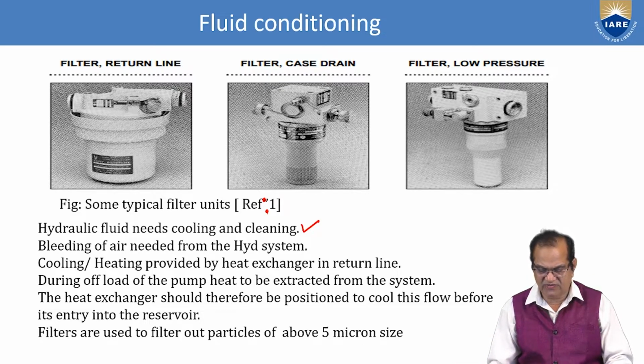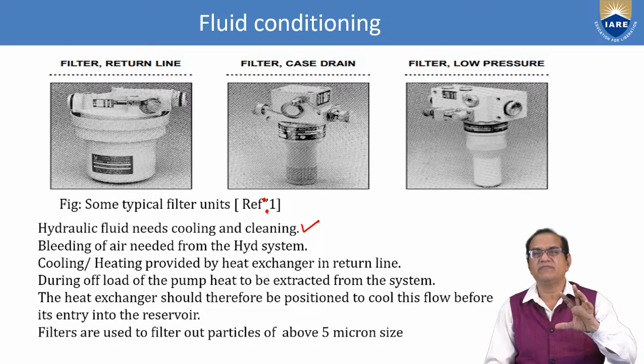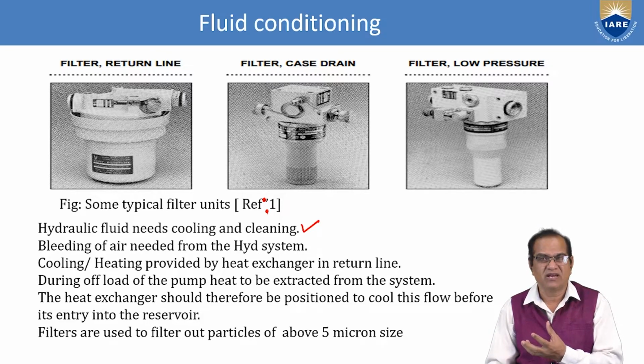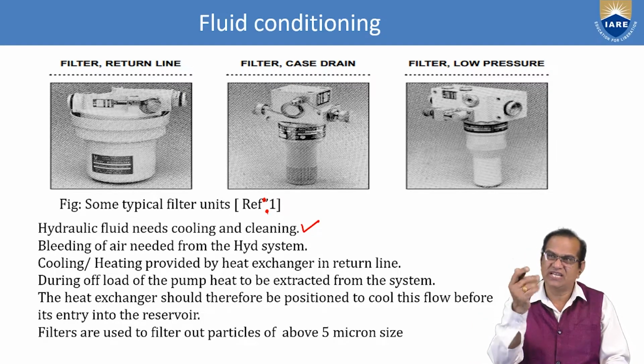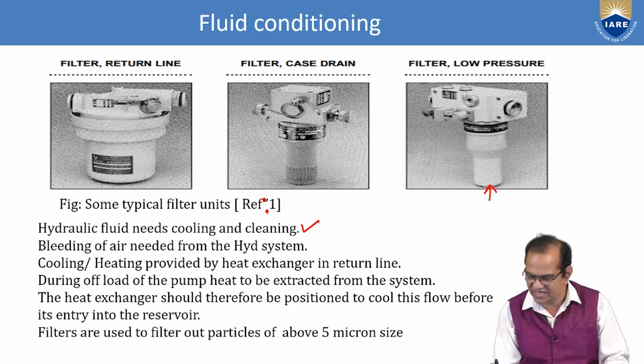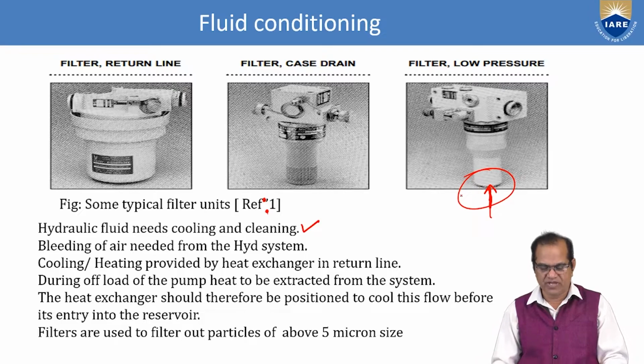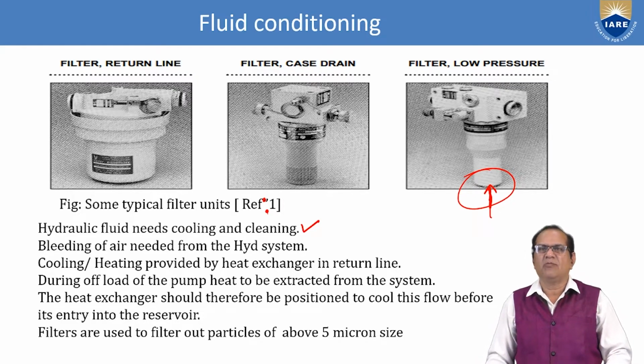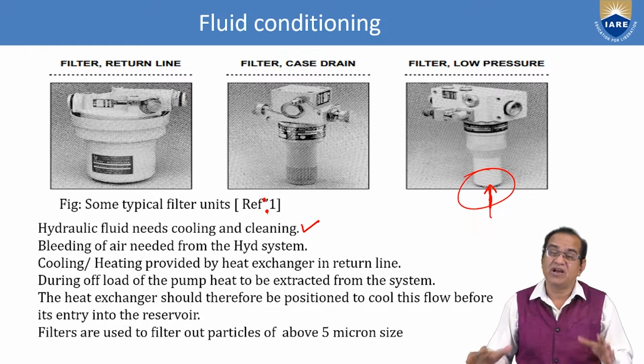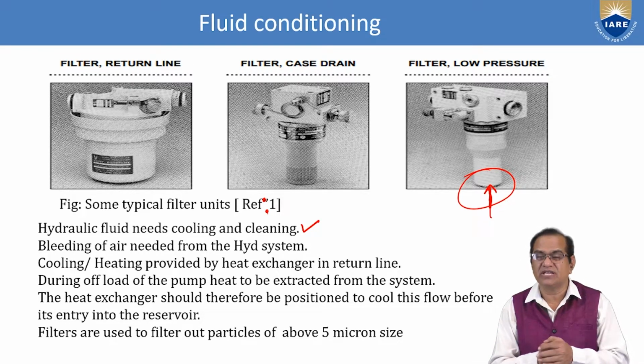Bleeding of air is needed from the hydraulic system. If at any time air is trapped inside the line, this will give a lot of problems. So we should bleed it. A button is there in the filter. If you can see here, there is a button. If you press this, some fluid will go and air will be removed. Cooling and heating are provided by a heat exchanger in the return line. Because the return line will be hotter than the pressure line, in the return line we put the heat exchanger for cooling purposes.